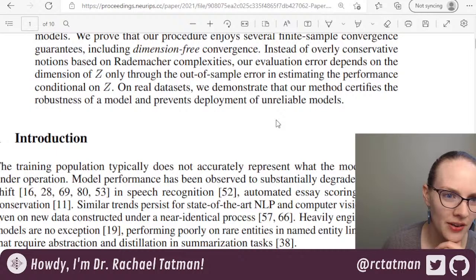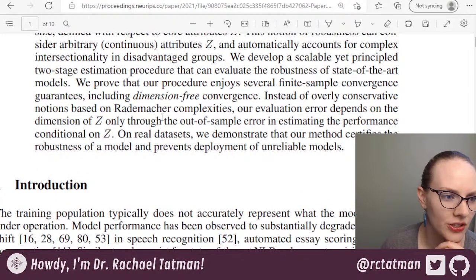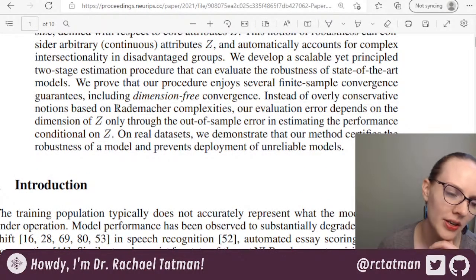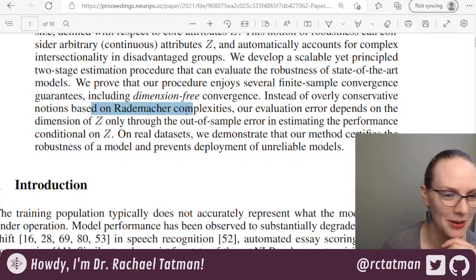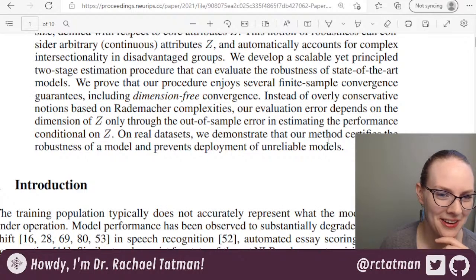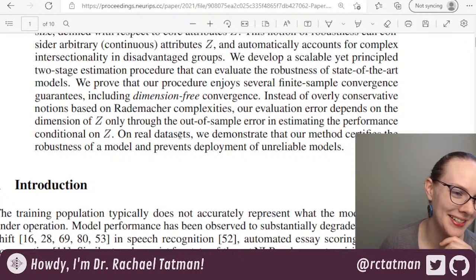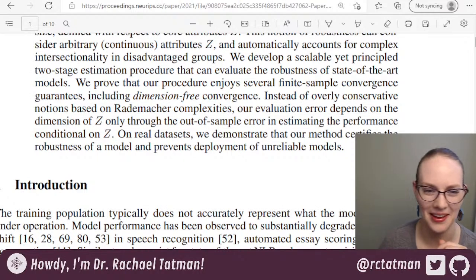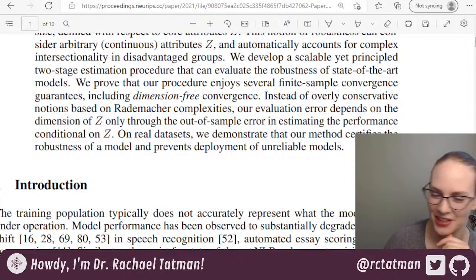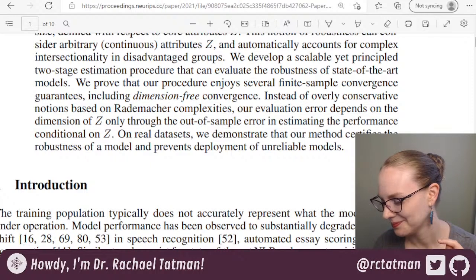Including dimension-free convergence. Instead of overly conservative notions based on Rademacher? I'm not familiar with this measure. Complexities. Our evaluation error depends on the dimensions of Z only through the out-of-sample error in estimating the performance conditional on Z.